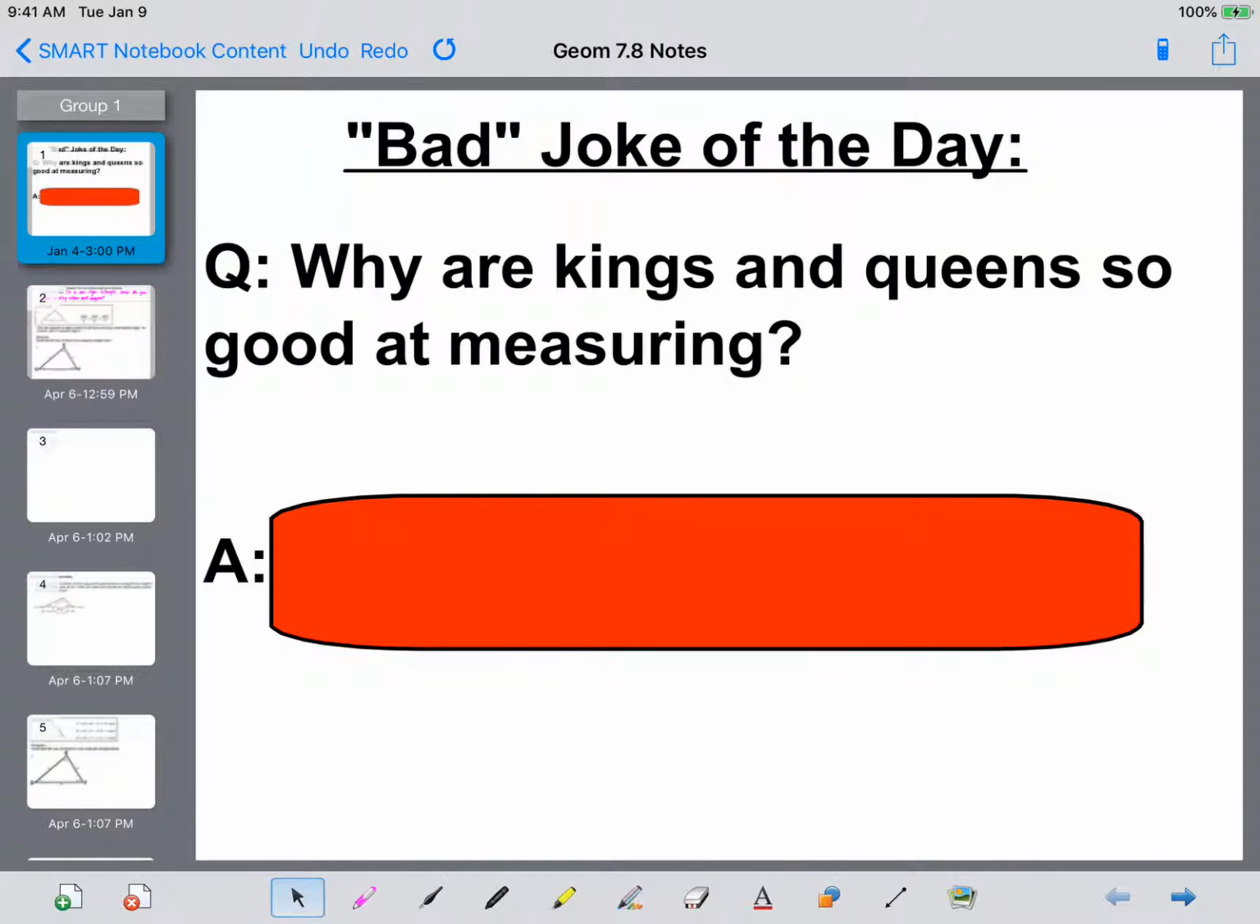Hi guys, this is Miss Scott here, and we are going to learn the last section of geometry, or chapter 7 in geometry, which is the law of sines and the law of cosines.